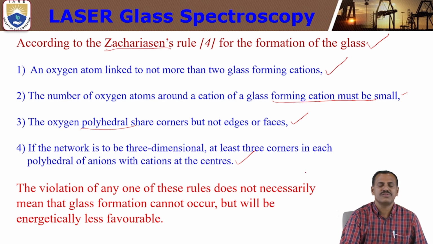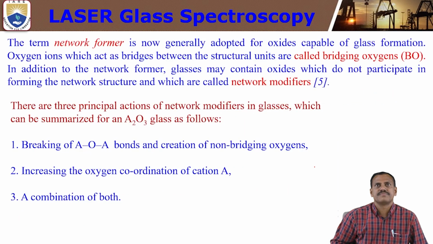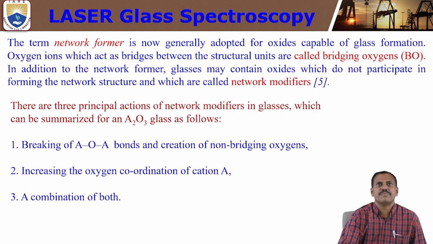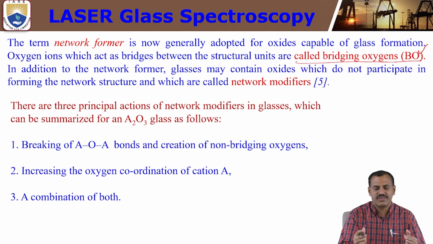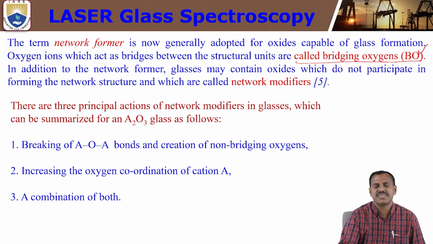So according to these rules, glass network formers will be forming the glass system. The term network former is now generally adopted for oxides capable of glass formation. Oxygen ions which act as bridges between the structural units are called bridging oxygens, BO. Whenever there is bridging between the formers and the modifiers, that bridging takes place through them.